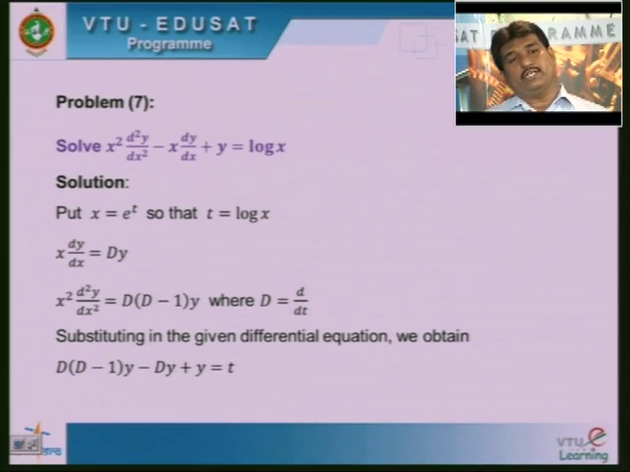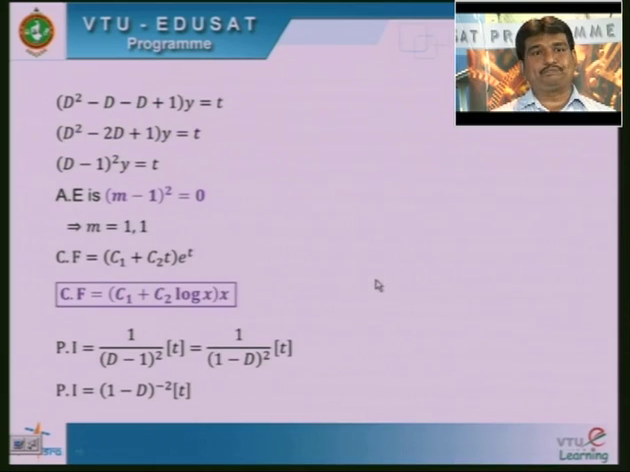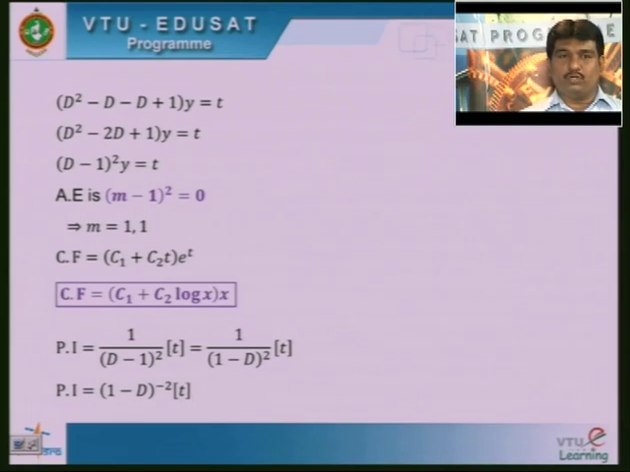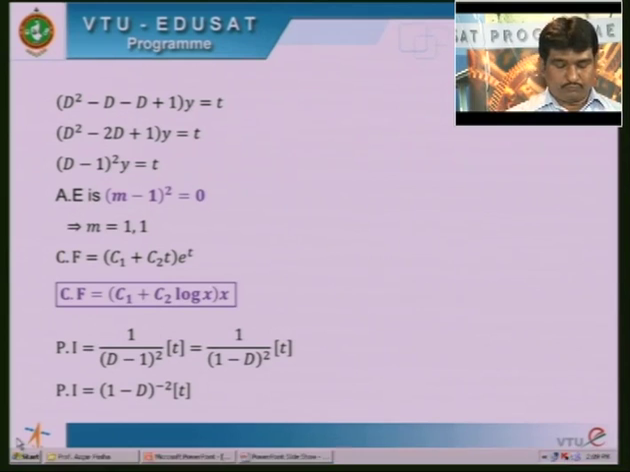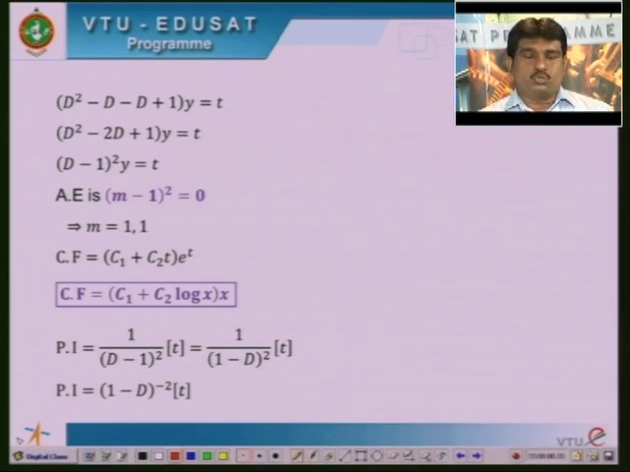So the resultant equation is D into D minus 1 into y minus Dy plus y equals t. Now simplify this, it becomes D squared minus 2D plus 1 of y equals t. So the auxiliary equation is m minus 1 the whole squared equals 0. Solve this equation, you will get roots as 1 comma 1, which are real and repeated, and hence the complementary function is c1 plus c2 into t, the independent variable, into e to the power of t. You convert that in terms of x, we get CF as c1 plus c2 log x into x.